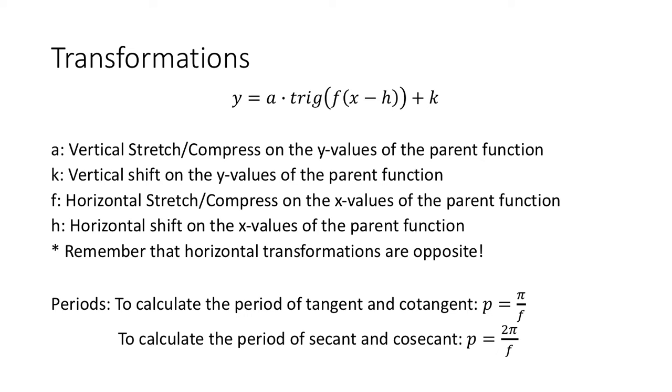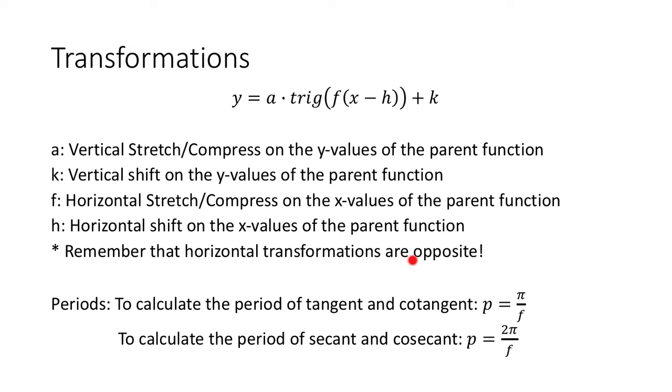The last thing that we'll cover in this video is how we apply transformations to these trig functions. So here we have an amplitude, which is not often called an amplitude in these other trig functions. We more often call them a vertical stretch or compress, which does affect the y values of the parent function. K, which is our midline, vertical shifting the y values up and down. F, which is our frequency, is a horizontal stretch or compress on the x values. And then H is our phase shift, horizontal shift on the x values of the parent function.